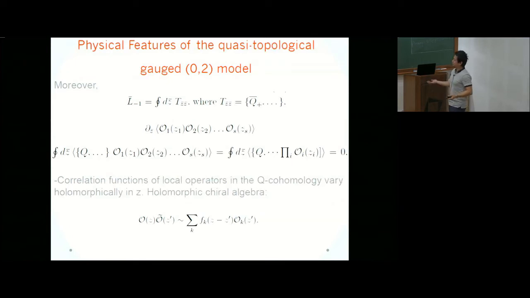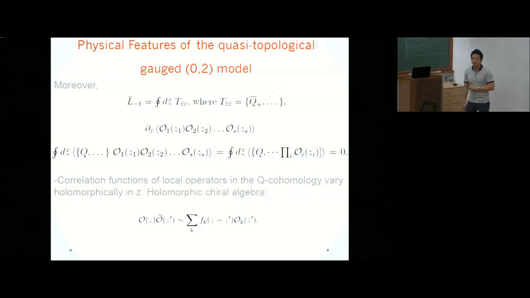Okay, so as we saw just now, never mind the details here, I'll just go a bit fast. So the observables, the physical observables, they are holomorphic in Z. So if you multiply them together, they would have this kind of chiral algebra structure. This is a quantum field theoretic statement. This is actually a correlation function.